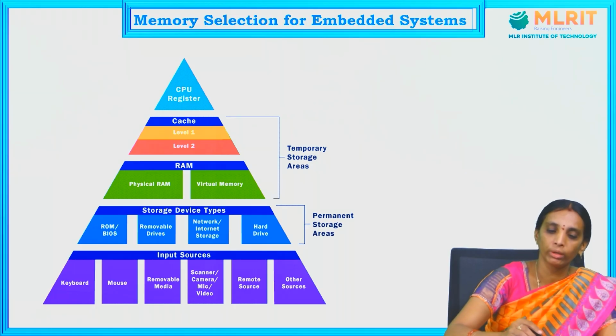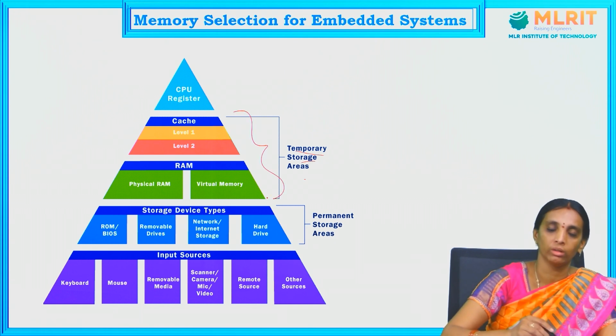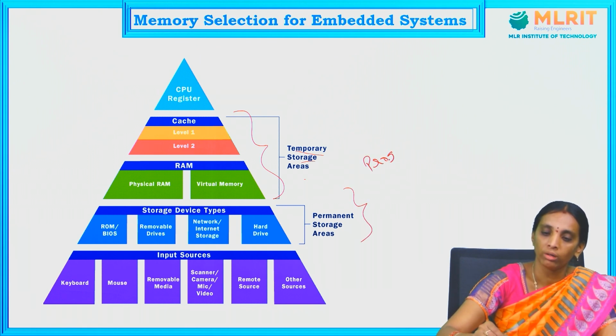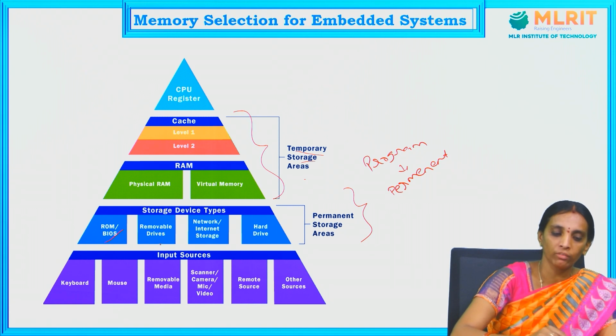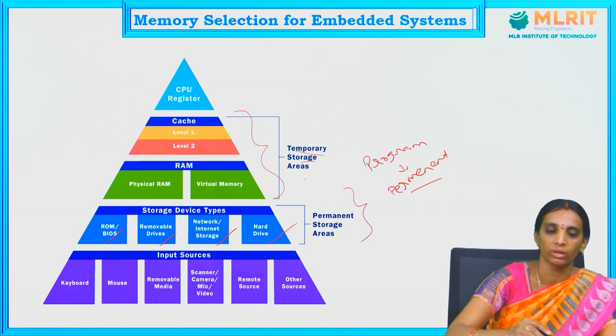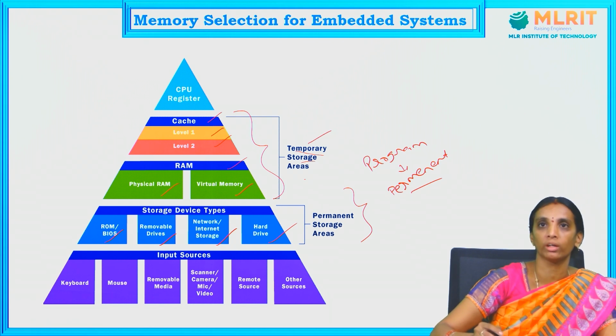For storing temporary data, we can prefer these memories. In our application, if we need any permanent storage, that means any program or code that needs to be stored permanently, then we can choose ROM or BIOS, removable drives, network, internet storage, hard drive. These will be chosen for permanent storage. Cache memory level 1, level 2, RAM, physical RAM or virtual memory will be chosen for temporary data storage.